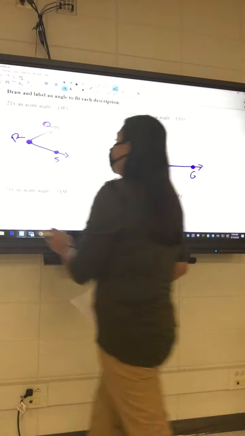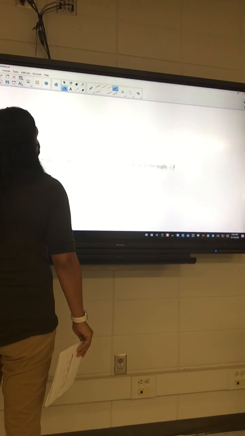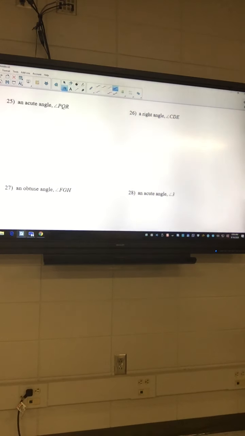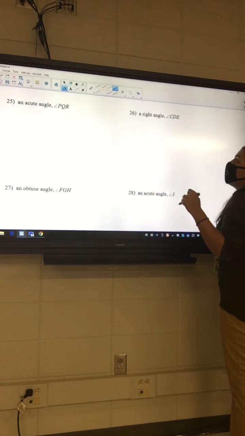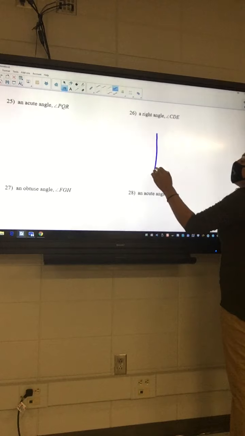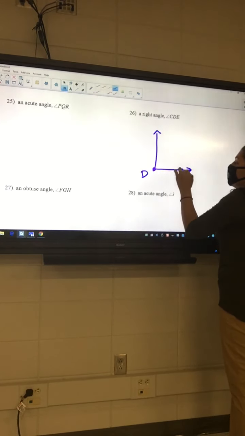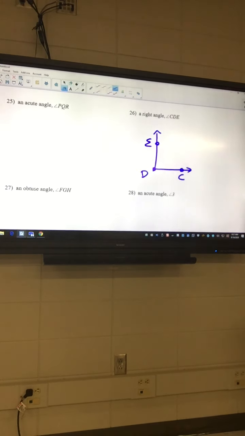Okay, go to 26. It wants us to draw a right angle with the vertex at what? E? Perfect. So my vertex is at D, and I have a C and an E. What is wrong with this picture? The box. I need that notation.